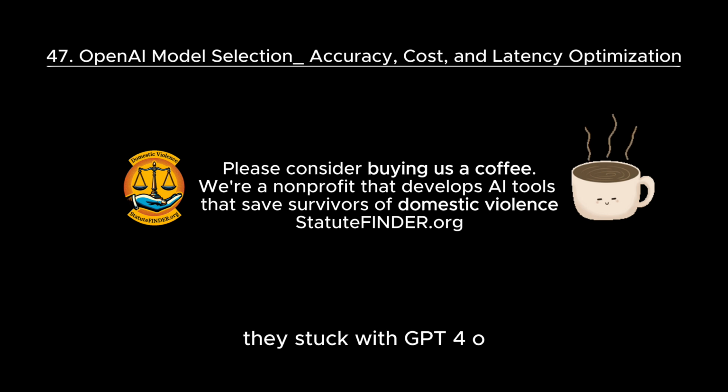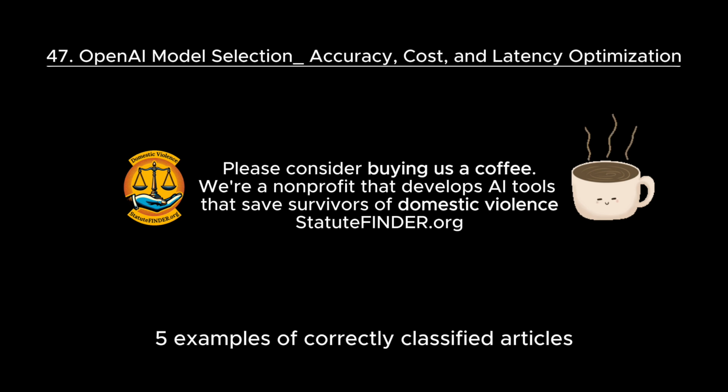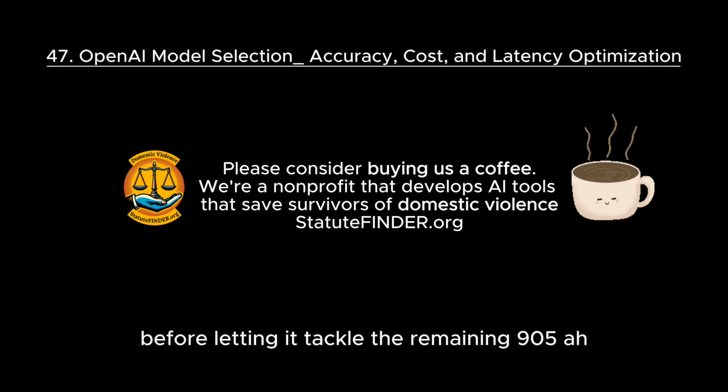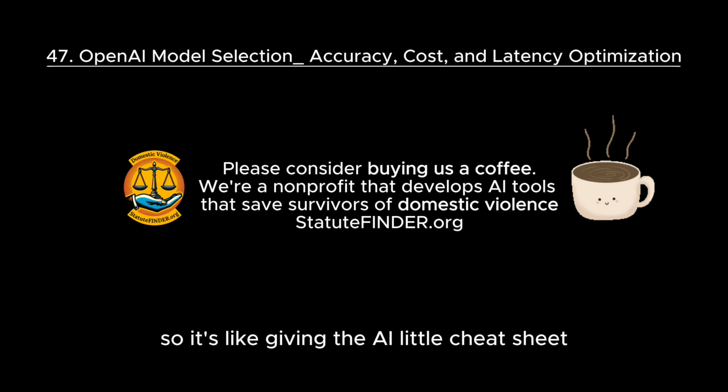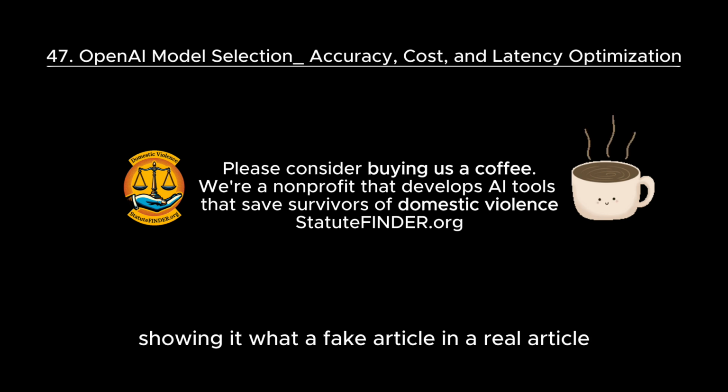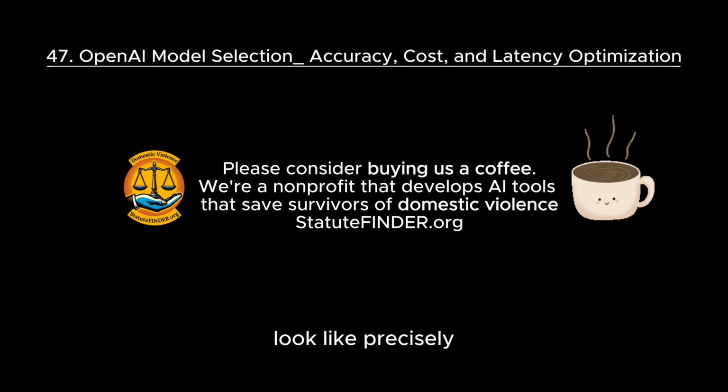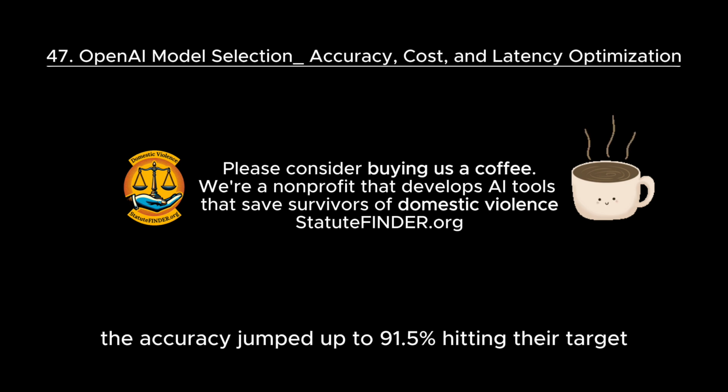For experiment 2, they stuck with GPT-4o but added a few-shot learning twist. They gave the model 5 examples of correctly classified articles before letting it tackle the remaining 905. So it's like giving the AI a little cheat sheet showing it what a fake article and a real article look like. Precisely, and with just those few examples, the accuracy jumped up to 91.5%, hitting their target.